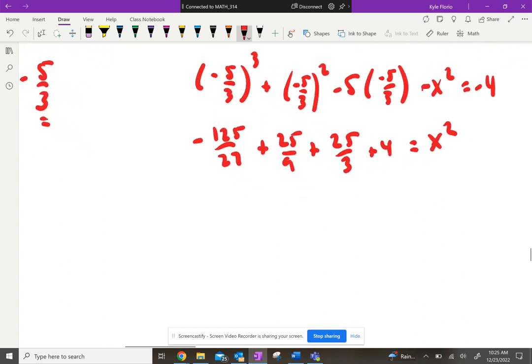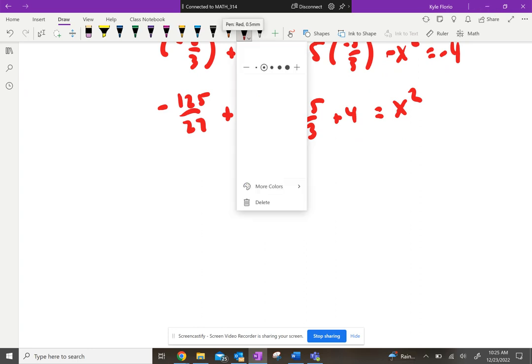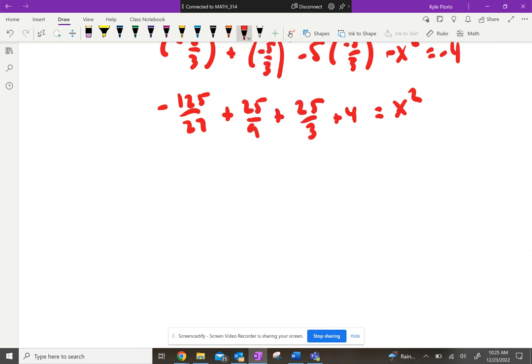Okay, common denominator time. So the common denominator is going to be 27, right? Sure. The denominators are 1, 3, 9, and 27. So this one's good as it is. This one I'm going to need to multiply the top and bottom by 3. This one I'm going to need to multiply the top and bottom by 9. And this one by 27.